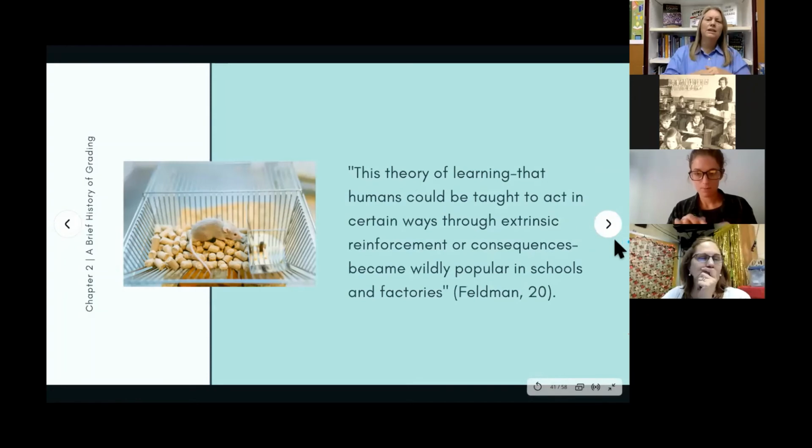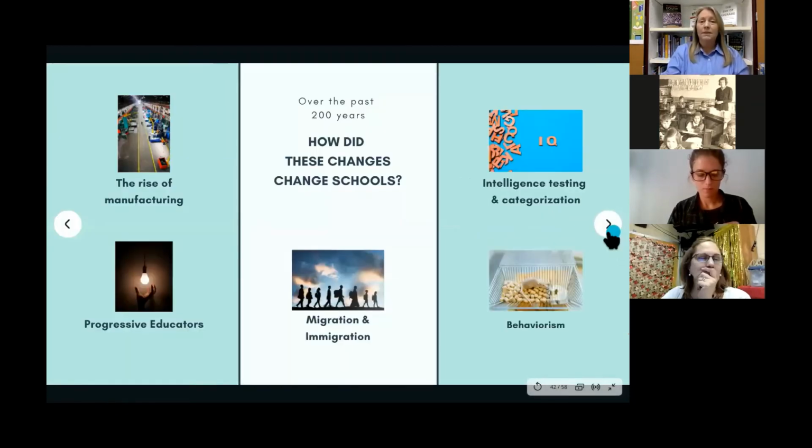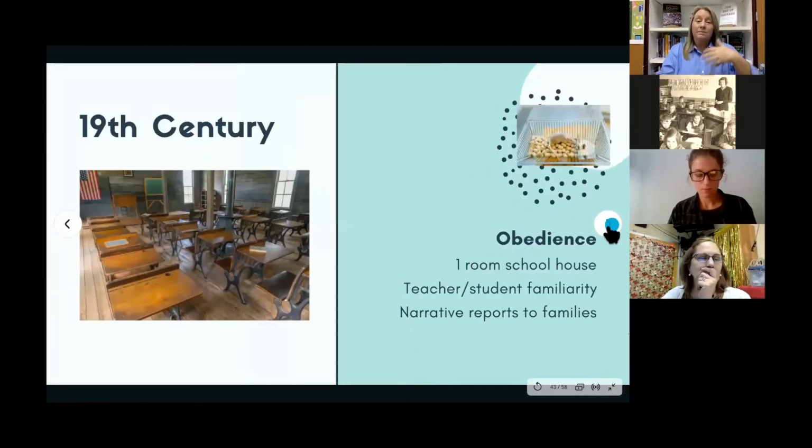This theory of learning, that humans could be taught to act in certain ways through extrinsic reinforcement or consequences, became wildly popular in schools and factories. So how did these changes change schools? In particular, change our grading.